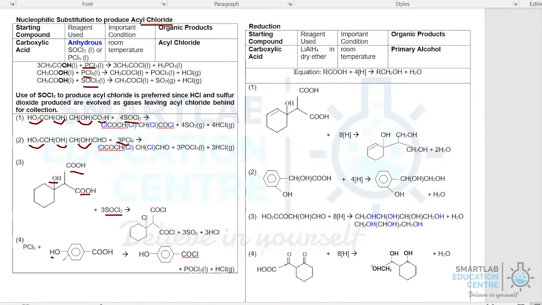Finally, in the case of this, it is not an alcohol group, it's a phenol. So nucleophilic substitution of phenol does not take place. So there's only an alcohol group. So you need 1 mole of PCl5.